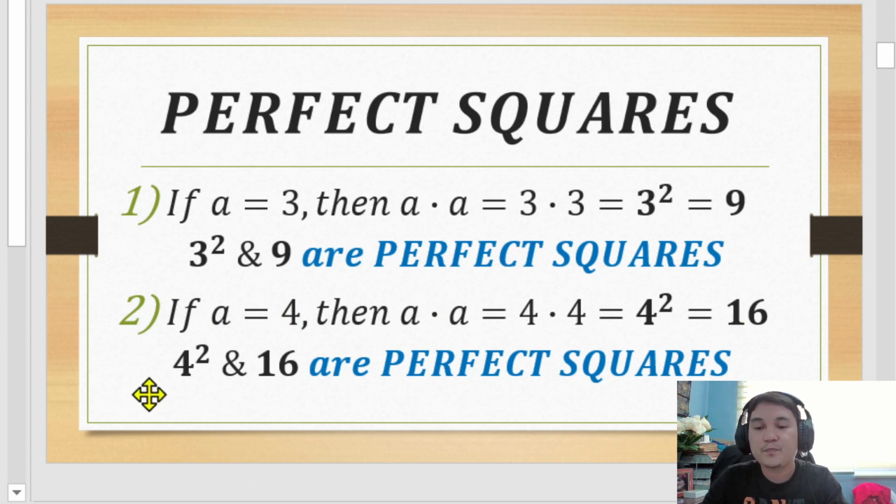Number 2. If A is equal to 4, then A times A is equal to 4 times 4. To change 4 times 4 into its exponential form, that gives us 4 squared. And to simplify 4 squared, that gives us 16. 4 squared and 16 are perfect squares.